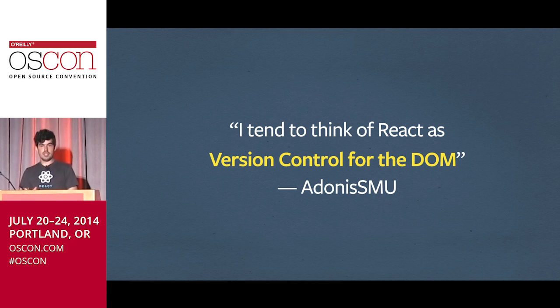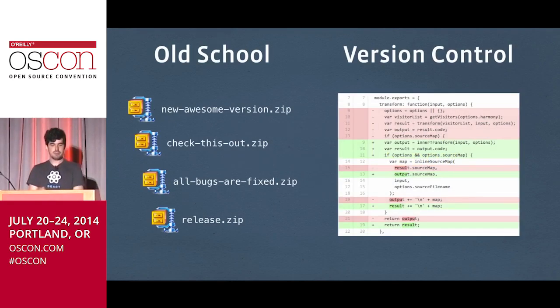And in order to implement it, we need to look at another concept. And so one guy called Adonis on Stack Exchange had a very interesting quote where he said that I tend to think of React as version control for the DOM. And what he meant by that is, before, in the old school way of programming, if you wanted to send your code to someone, you would create a zip file and send it to him. If you made a change, you would create another zip file and send it. And not only was it really wasteful, but it was really cumbersome.